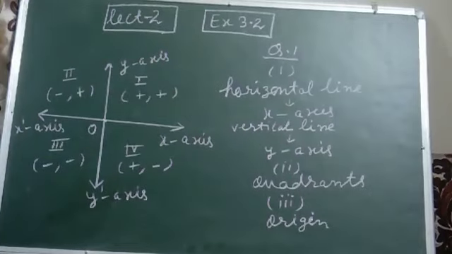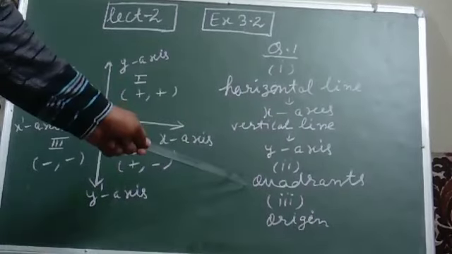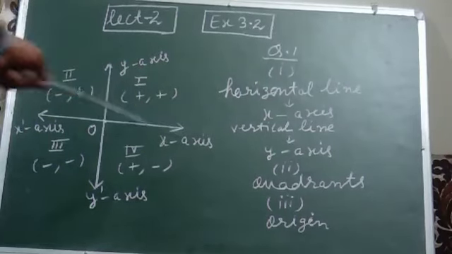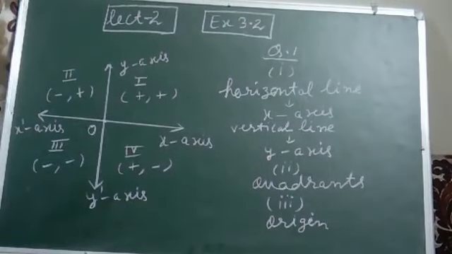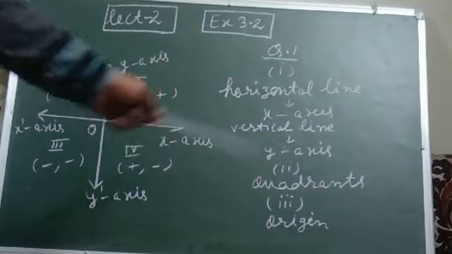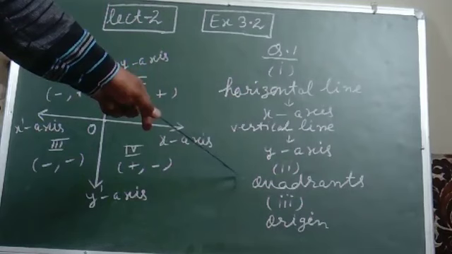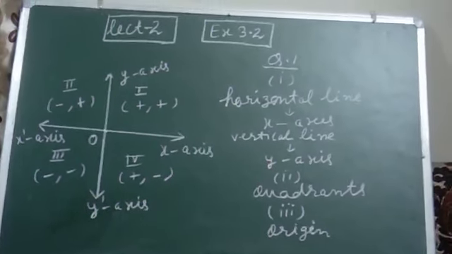In the second part, the question is: what is the name of the parts you get by dividing the plane with the x and y axis? So what we get here? Quadrants. So the answer of the second part is quadrant. Now the third part: if the x-axis and y-axis intersect at a point, then what is the name of that point? The answer of the third part is origin. So horizontal line, x-axis; vertical line, y-axis; then the answer of the second part, quadrant; and the answer of the third part, origin. In this way you can solve the first question. Surely you will get one part out of it.